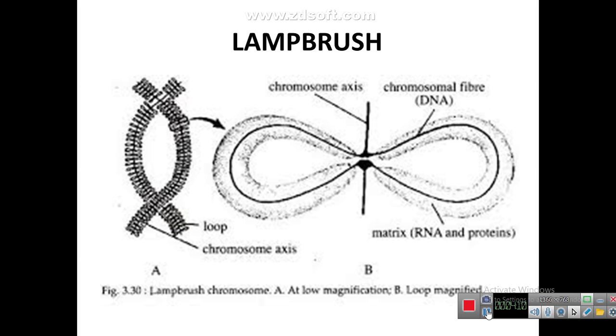First one is the Lampbrush chromosome. It is found in the spermatocyte nuclei of Drosophila and the oocyte nuclei of both vertebrates and invertebrates. It was discovered by Ruckert in 1892. It is of very large size and consists of a central axis to which the chromosome or DNA fibers are attached.